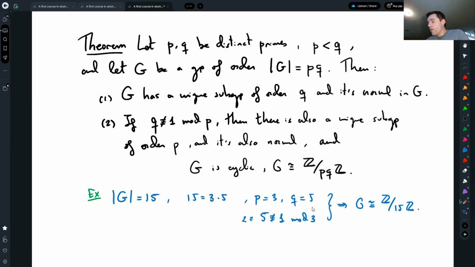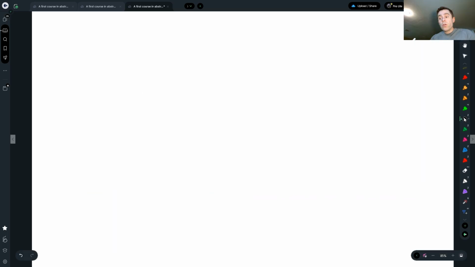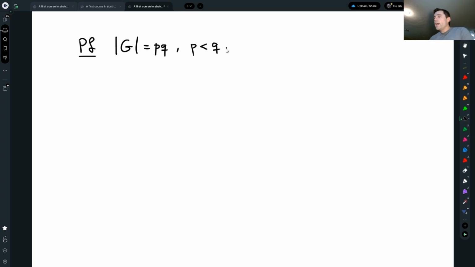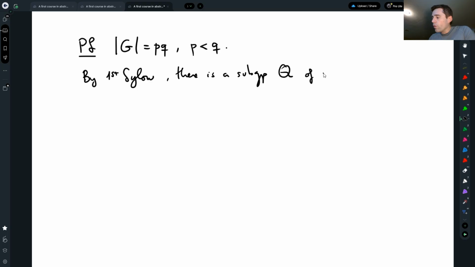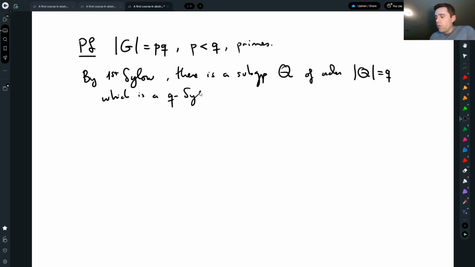So let's see how you prove this using Sylow theorems. So here's the proof. Suppose G is of order PQ and P is less than Q for now. Then by the first Sylow theorem, there is at least one subgroup of order exactly Q. Here P and Q are primes. So that is a Q Sylow subgroup.